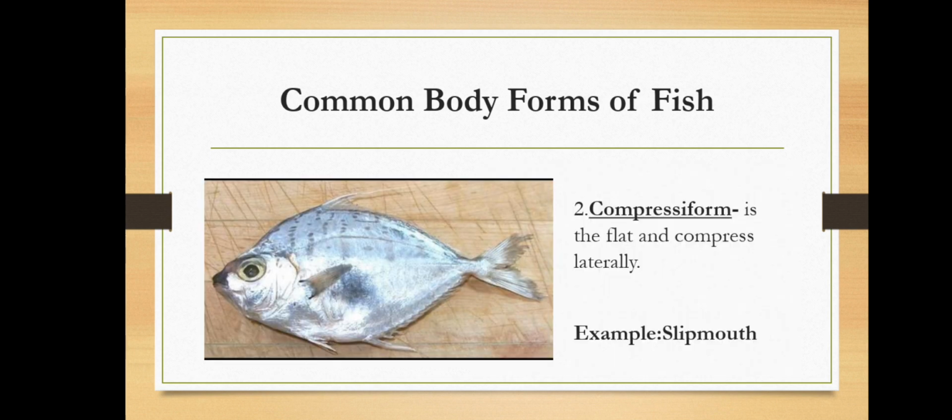Next is compressiform. Compressiform refers to a body shape that is flat and compressed laterally, meaning it is broad from side to side. An example of a fish exhibiting compressiform body shape is the slipmouth, showcasing a flattened and laterally compressed structure that is adapted to its specific ecological niche.